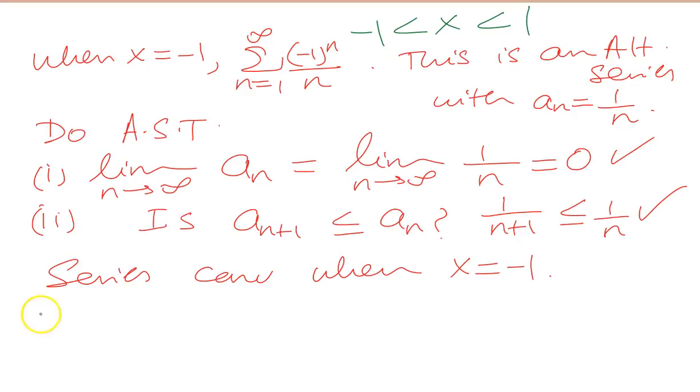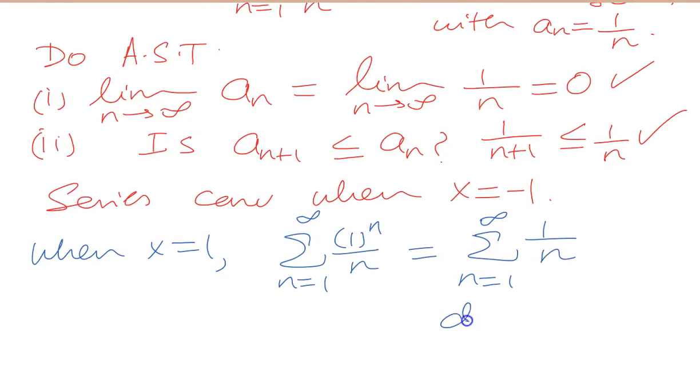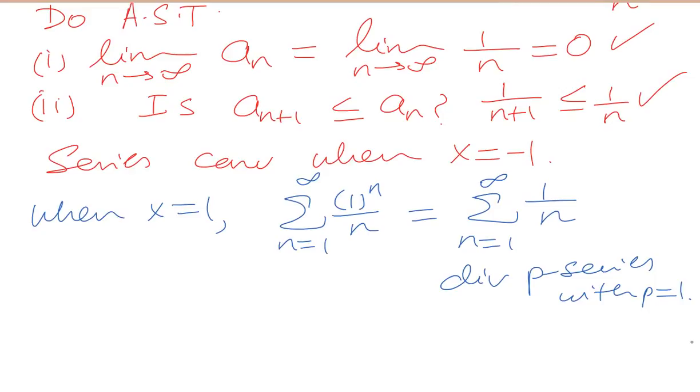Now check the other endpoint. When x is 1, the series in question goes to 1 to the power n over n, that is sigma n equals 1 to infinity 1 over n. Okay, and what is that? This is a divergent p-series because the p-value here is 1. We know that when the p-value is 1, the series diverges by the p-series test. So the series in part B, in other words the original series, diverges when x is 1.